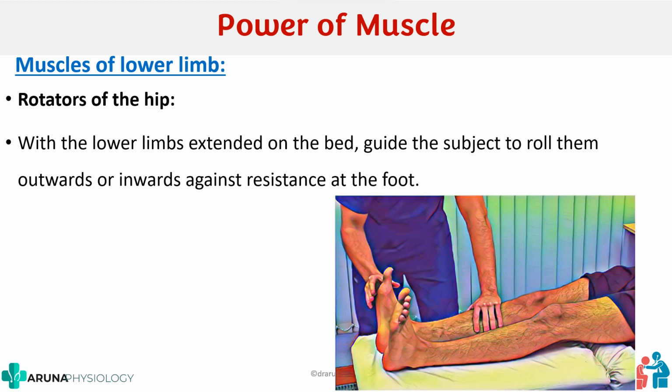So that will complete examination of rotators. So that completed our assessing of power of the muscle. So far we've completed the bulk of the muscle, tone of the muscle, and power of the muscle. Now next heading is you have to test the motor part of cranial nerve.